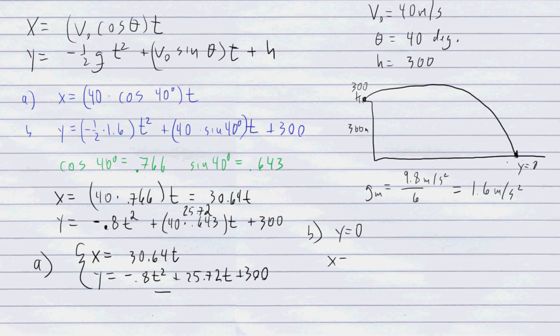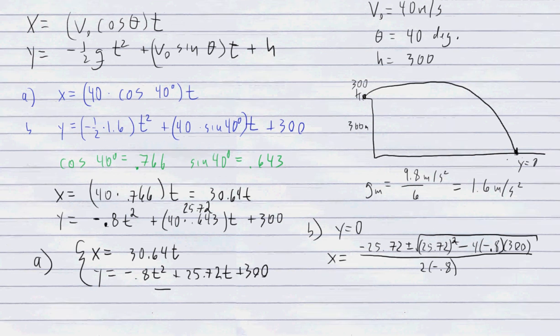That's x equal to opposite b, so it's going to be negative 25.72 plus or minus the square root of b squared, which is 25.72 squared, minus 4 times a, which is negative 0.8, times c, which is 300, all over 2 times negative 0.8. Okay, now of course, that's just calculator business there, which is how I did it.